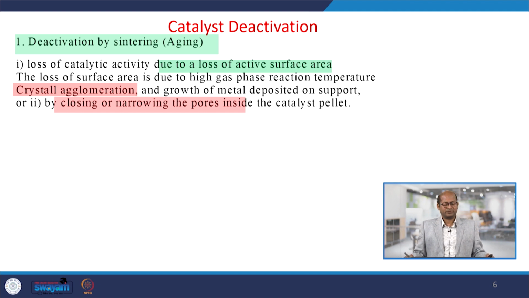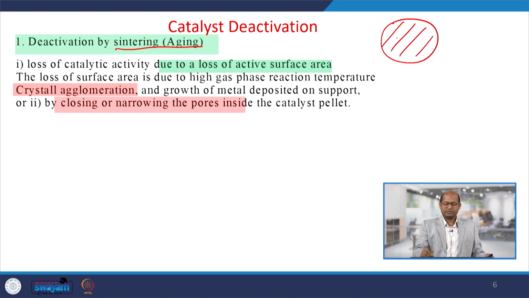First, sintering or aging of the catalyst activity: how it happens and how it affects the overall rate of the reaction. Let us say suppose you have a solid catalyst. In that catalyst, as we said, there are so many micropores, mesopores and macropores available.